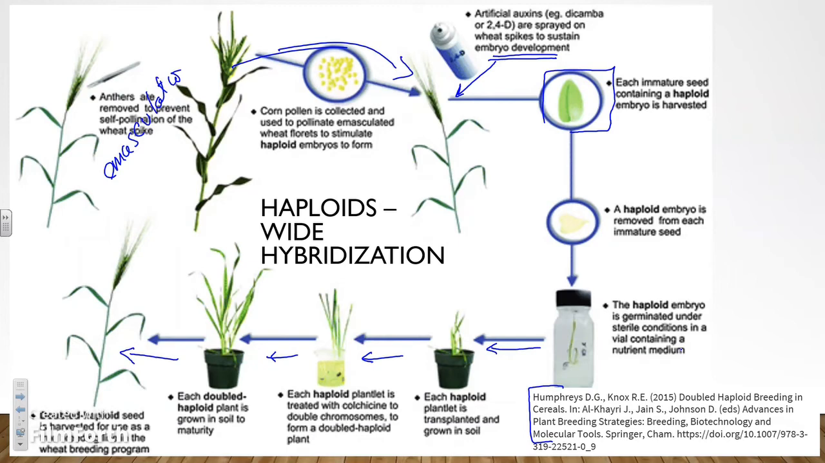So the process here, if it's a winter wheat, you may have to vernalize. It could take up to 9 months or a year to get this done. But relatively speaking, to go from an F1 breeding cross to an inbred line in a year is relatively efficient compared to selfing for 5 or 6 generations.